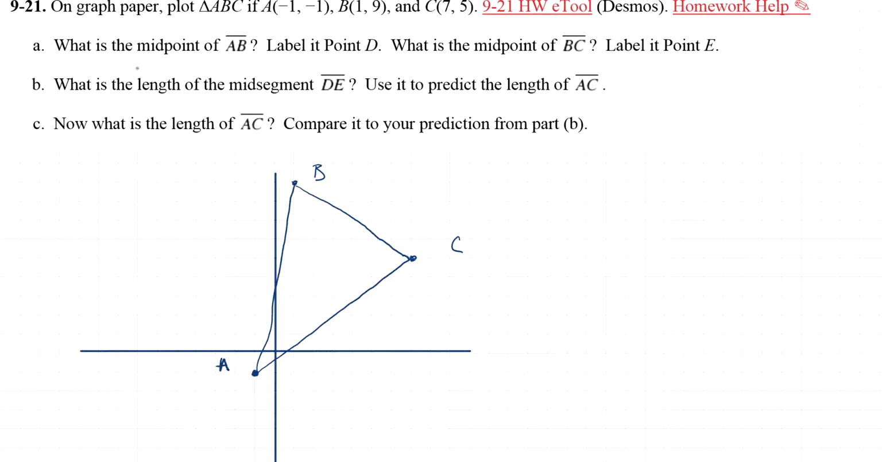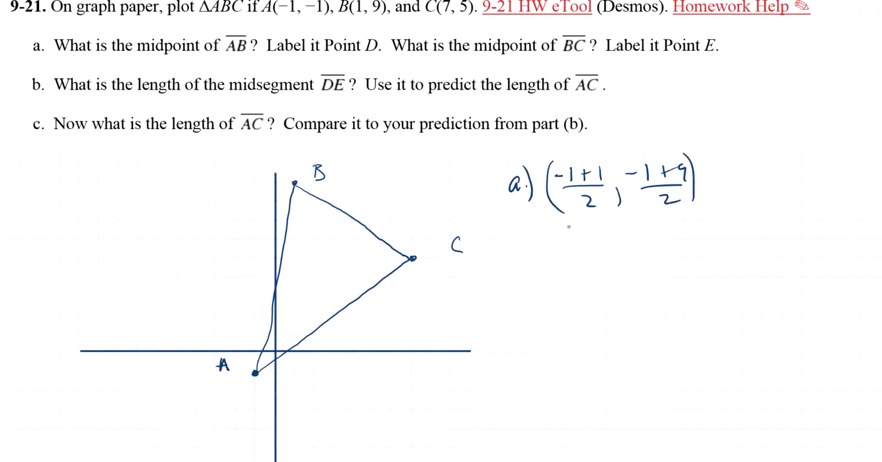Alright. So now it says, what is the midpoint of AB? And label it point D. So if we look for the midpoint of A, we're going to take -1 plus 1 and divide it by 2. And then the y value is going to be -1 plus 9 divided by 2.